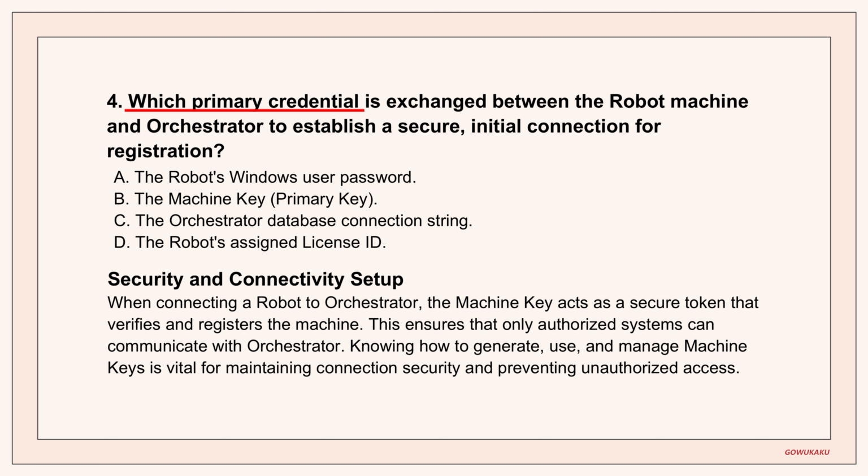That's the machine key, sometimes called the primary key. Think of it as the unique secret ID for the machine itself. Orchestrator generates it, and the robot machine uses this key, along with the Orchestrator URL, to do that initial authentication. Okay. It establishes that secure communication channel. Basically, it ensures only machines that the infrastructure team has actually provisioned and authorized, the ones holding the correct key, can even start talking to the server.